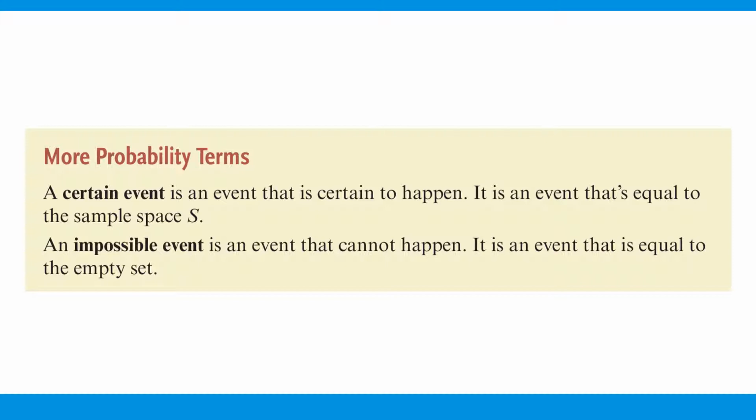And then very important, people always forget this definition right here. An impossible event is an event that cannot happen. It is an event that is equal to the empty set. All right, so an impossible event is an event that cannot happen. So for example, if you rolled a die and I asked what is the probability that you roll an 8, you would say that is an impossible event. You cannot roll an 8 if you have rolled a dice or a die.